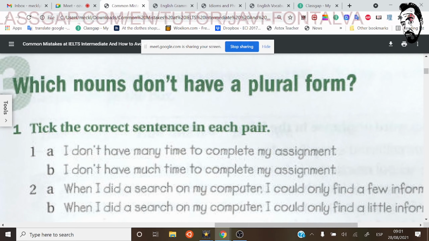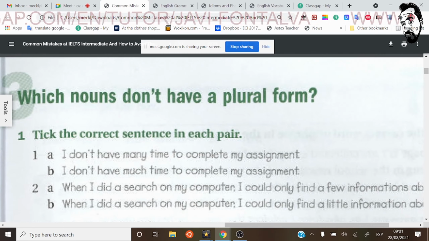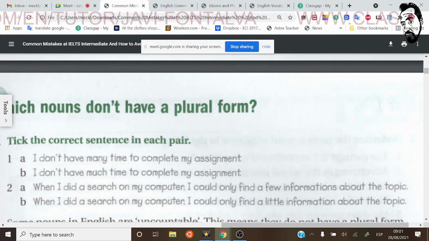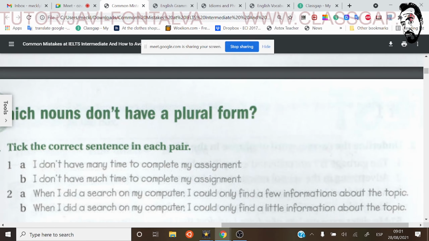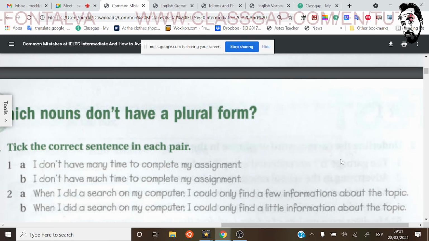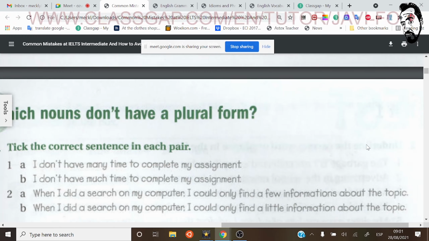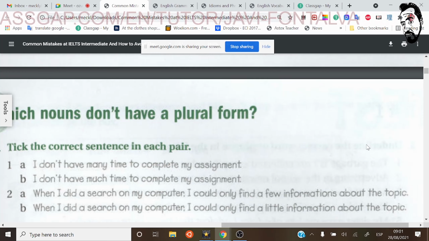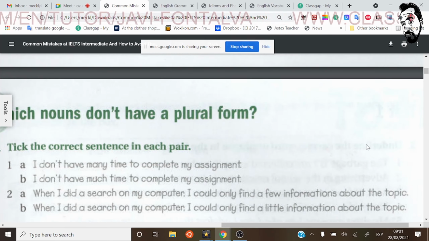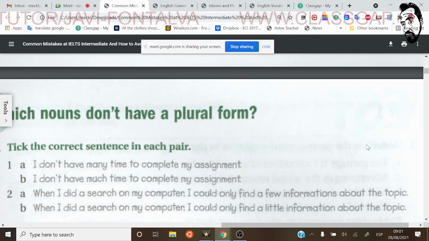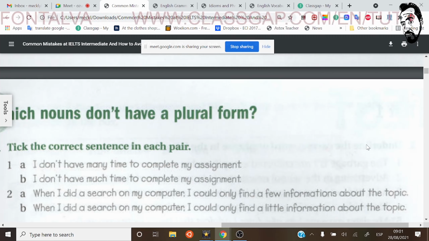Okay. What about these two here? All right. Number 2. A or B? When I did search on my computer, I couldn't find a few information about the topic. When I did the search on my computer, I couldn't only find. A. All right. Okay, we're gonna see which one is correct.